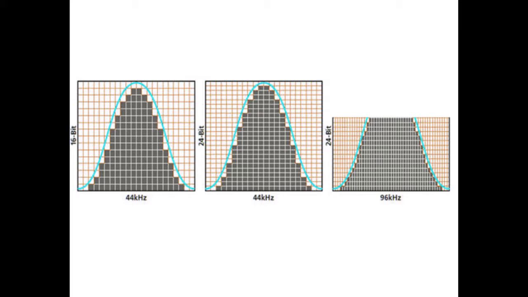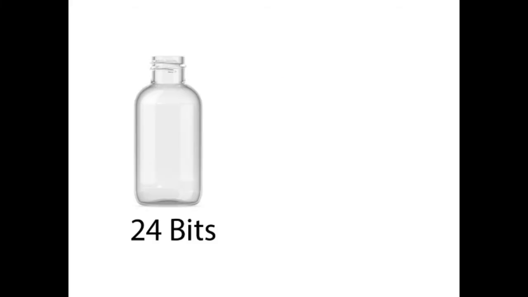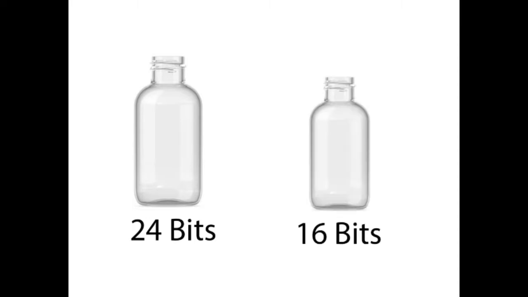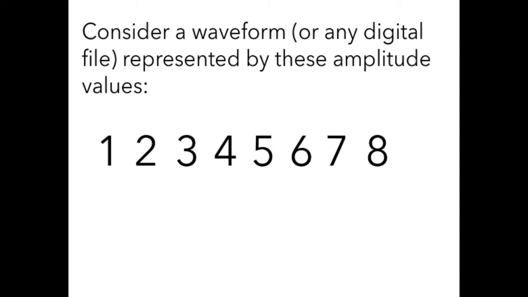A very easy analogy is you have a bottle which contains 24 bits of information, and all of a sudden you have a much smaller bottle which can contain only 16 bits. Well, when you try to transfer from one bottle to the next, it won't be able to contain the same amount of information. So consider a waveform, or any digital file, represented by these amplitude values.